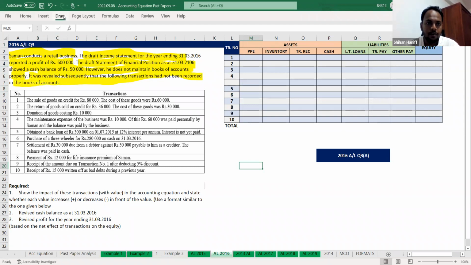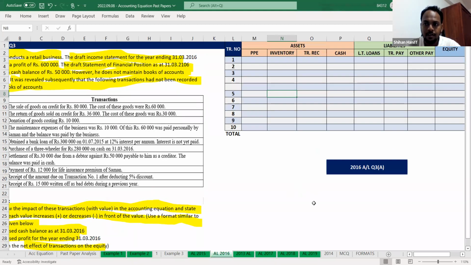Show the impact of these transactions in the accounting equation and state whether each value is an increase or decrease. Use a format similar to the one given below. Then number 2, revised cash balance, revised profit based on the net effect of transactions on the equity. Okay, first of all, let's record the transactions in the equation.